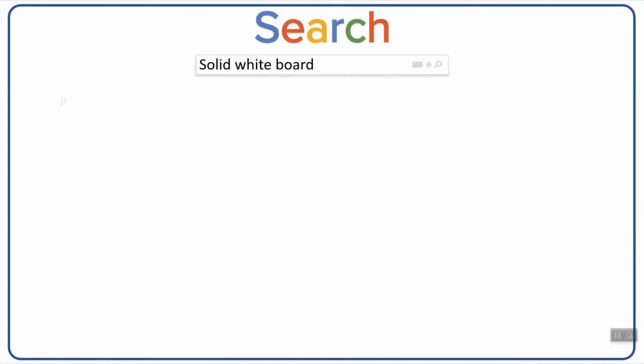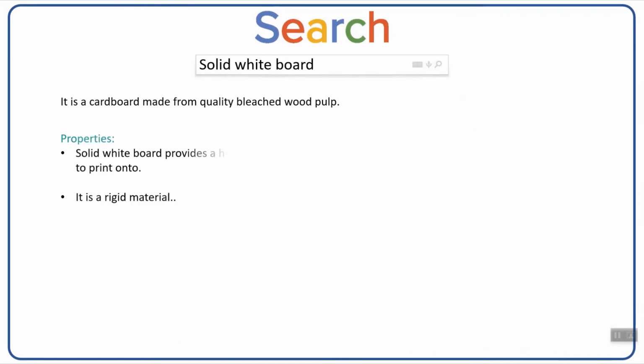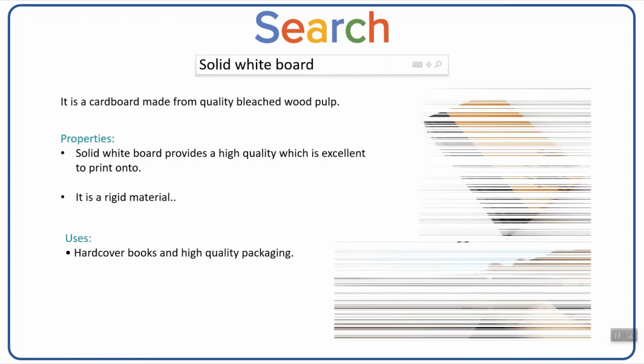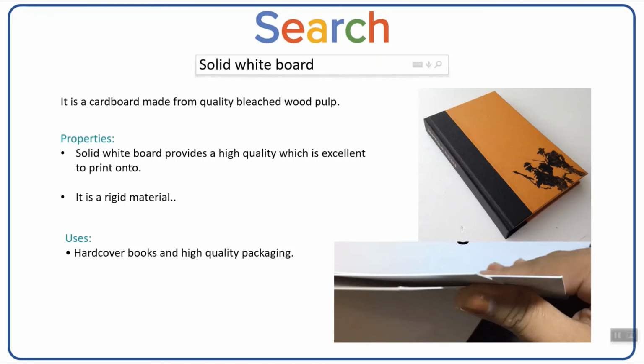A solid whiteboard. It is a cardboard made from quality bleached wood pulp. So it is solid white board, which provides a high quality surface that is excellent to print onto. It is a very rigid material also. So it is used to make hardcovers for books and high quality packaging. So this is solid whiteboard. For example, the back cover of your sketchpad is made of solid whiteboard.